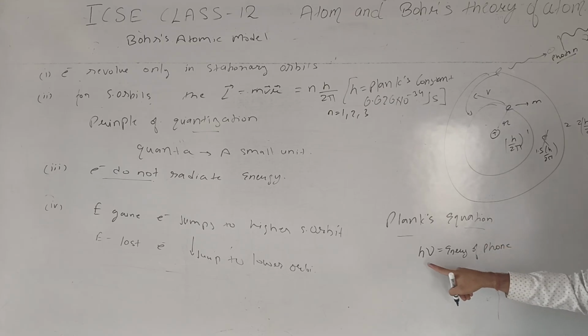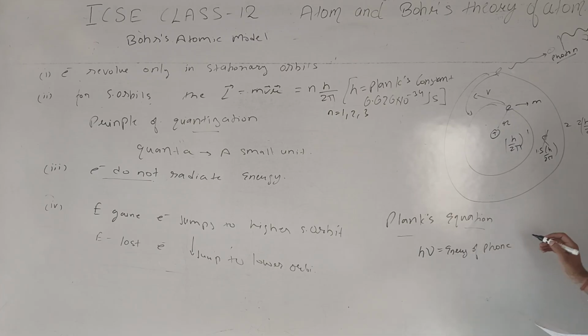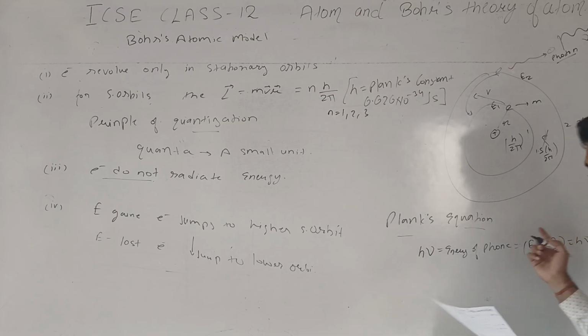So let mu be the frequency, h is Planck's constant, h multiplied by frequency is the energy of the photon. So h mu is equal to the energy released. How much energy is released? Energy here was E2 and energy here was E1. Obviously in a higher orbit, the electron will have higher energy. So if it is coming from E2 to E1, the energy is E2 minus E1, and this energy is equal to h into mu. This will be the energy of the photon.